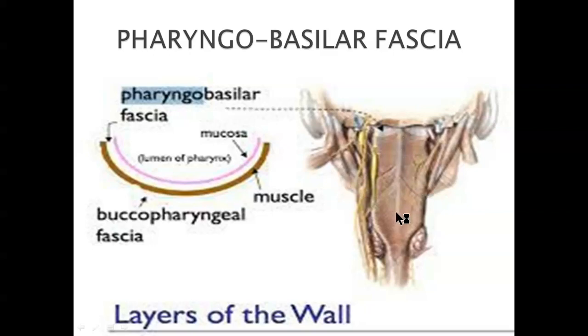Here we can see we have the constrictor muscles. So here we have the pharynx, lumen. Then we have the pharyngobasilar fascia on the inner side. The outer part would be your buccopharyngeal fascia, covering the outside of your pharyngeal muscles.